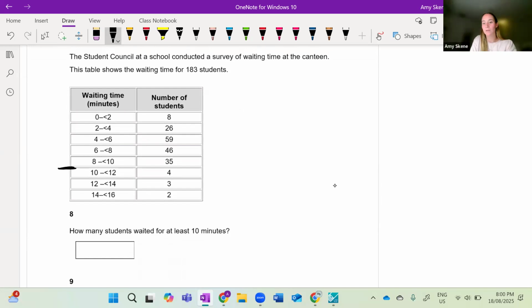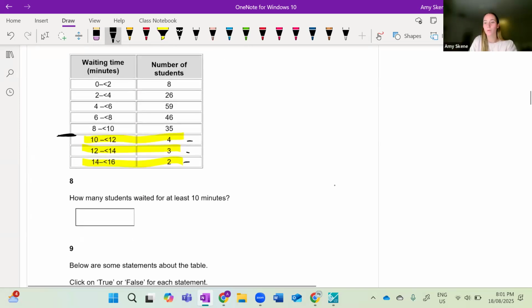So at least 10 starts from here because that symbol is less than 10. So you don't want to look below that. You're looking really at these 3 numbers here. How many students? You've got 4 plus 3 plus 2. Looking at the number of students column, so 4 plus 3 is 7, plus 2 is 9, so 9 students.